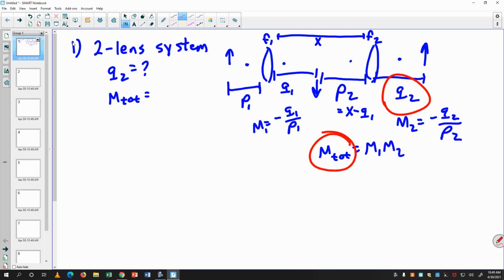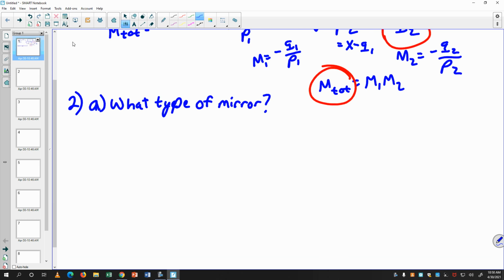The second question that I'll give you is a mirror question. There are 2 things that I'll ask you. A, what type of mirror is this? Is it convex, concave, or flat? It's not going to be flat. It'll be convex or concave. In order to answer that, you'll have to know your different types of images that are produced by concave and convex mirrors. So for concave mirrors, there are really only 2.